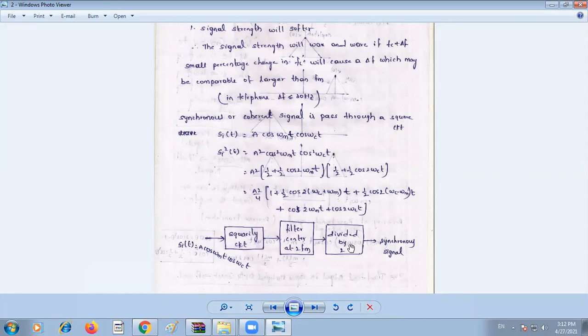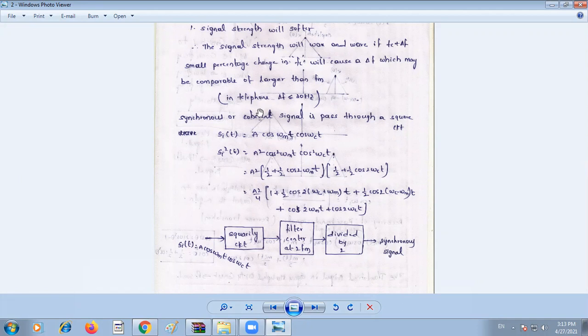After the filter, you get the divided by 2 network. After the divided by 2 network, the signal is received. So this is all the mathematical equations derived like this. This is the frequency translated recovered process. In this process, you come across two limitations.